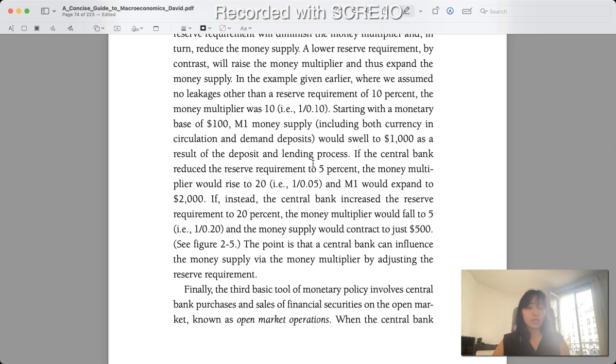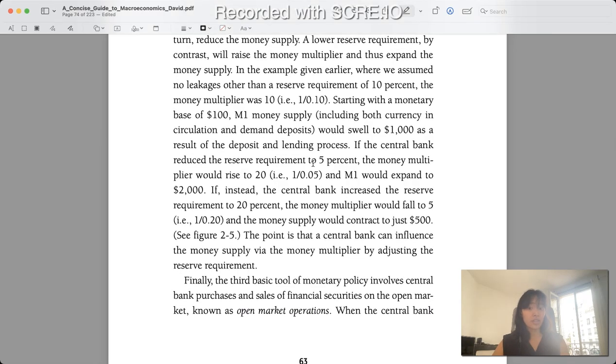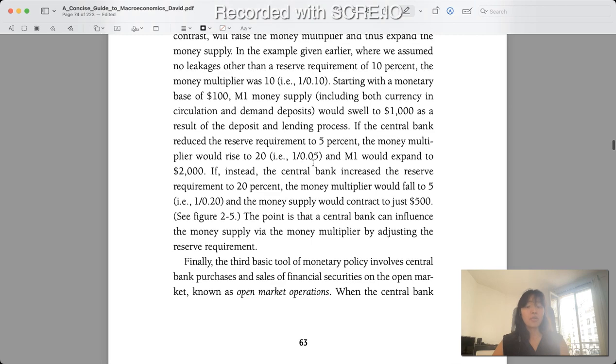In the example given earlier, where we assume no leakages other than a reserve requirement of 10%, the money multiplier was about 1 divided by 0.10. Starting with a monetary base of $100, the M1 money supply, including both currency in circulation and demand deposits, would swell to $1,000 as a result of the deposit and lending process.